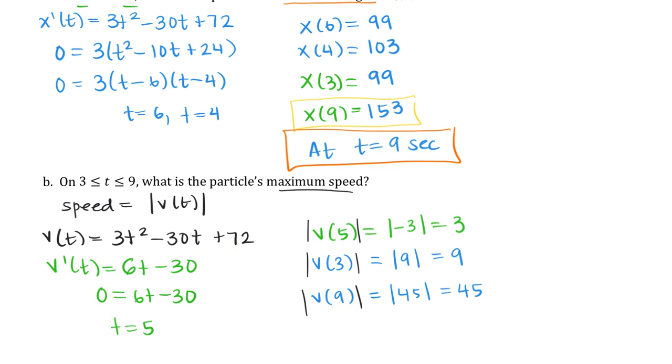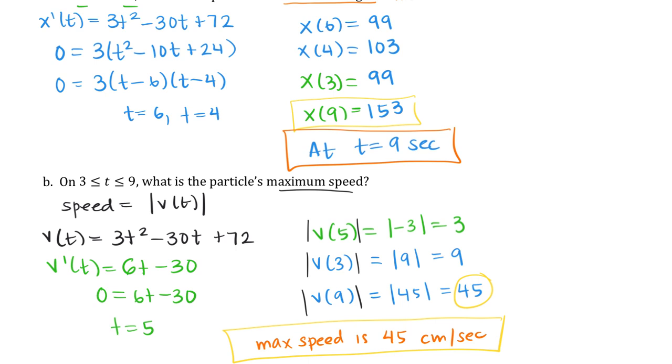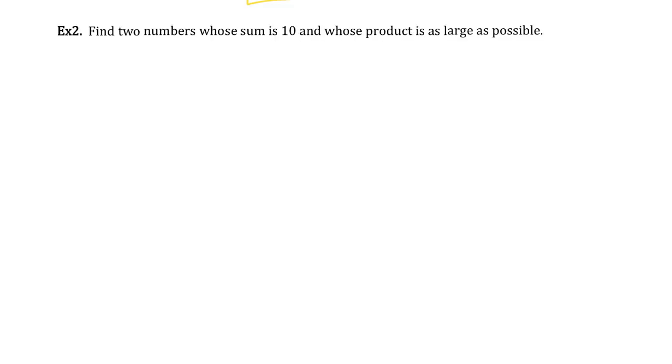Let me answer the question. What is the particle's maximum speed? Well, the actual maximum speed was this one. So max speed is 45, and what were these units? Centimeters per second. Okay, so I answered the question, but I did have to show the work to justify my answer. Okay, let's look at example 2, which is more like a typical optimization problem.